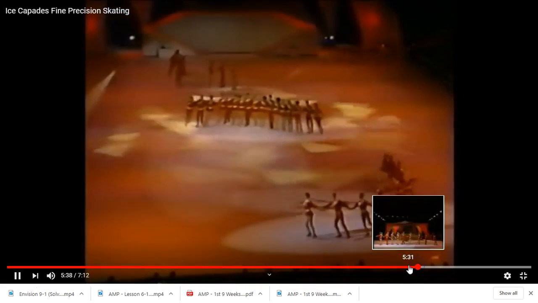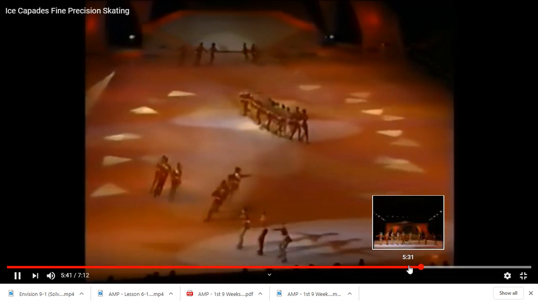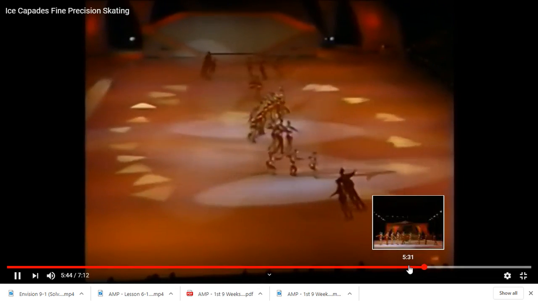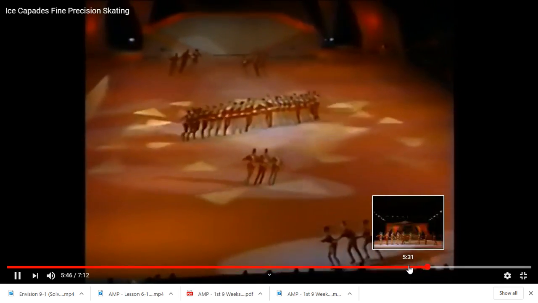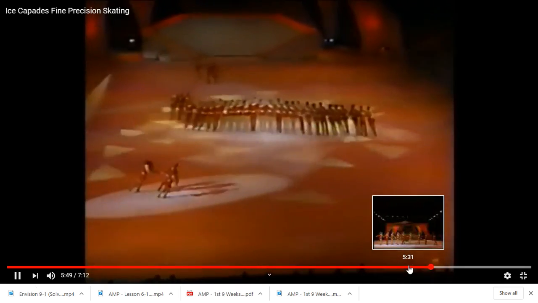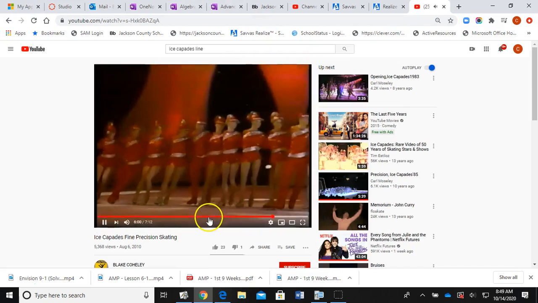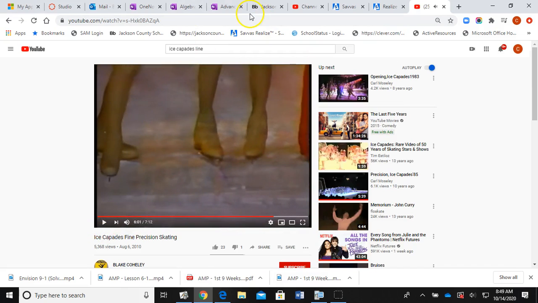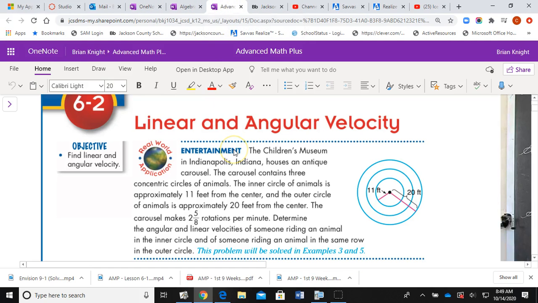Let's go back up just a little bit. See the people in the very center? They're just walking, but the people on the outside, they're skating. They're skating pretty hard because they have to. Why do they have to skate harder? Because they're on the outside. They are traveling a further distance. Thank you, Caden Fant.